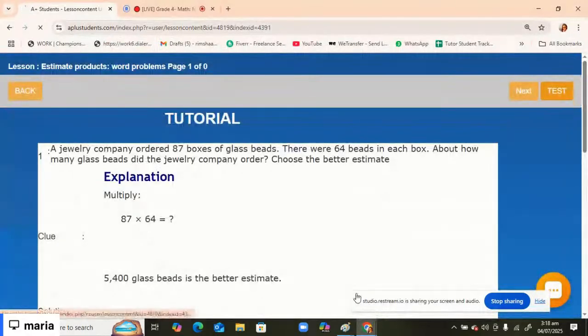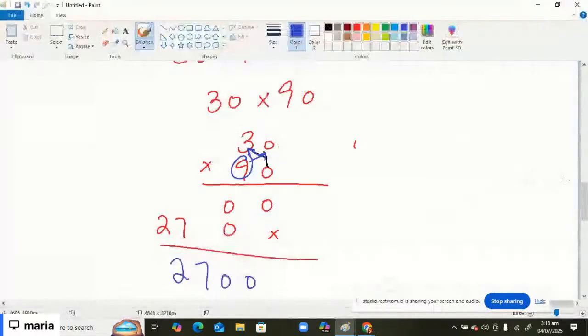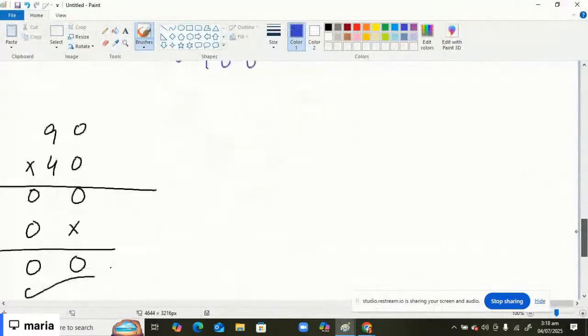Now let's discuss some test questions. A game show has 96 categories. There are 21 points in each category. About how many points are there in total on the game show? Choose the better estimate. 96 times 21, okay?